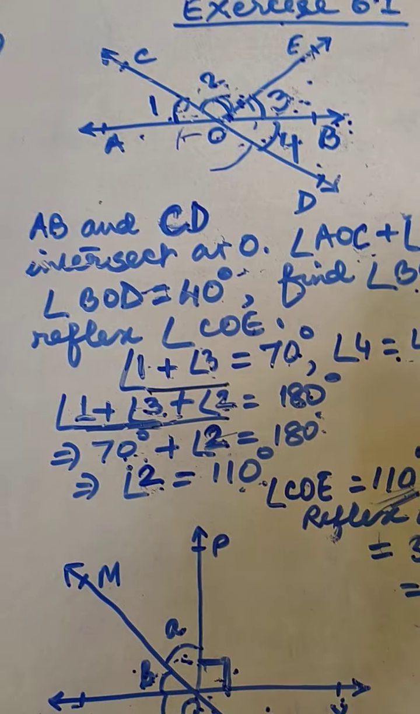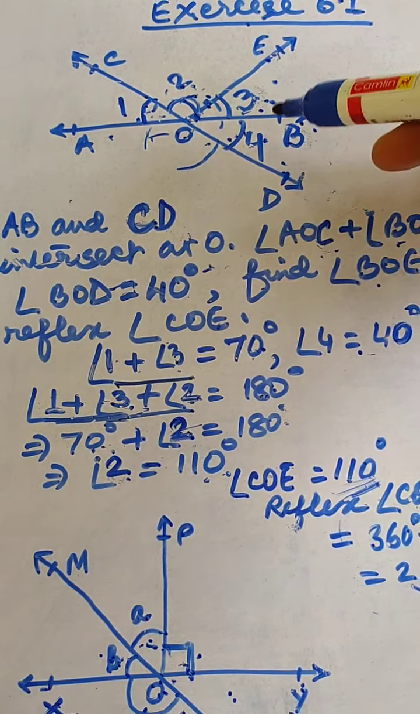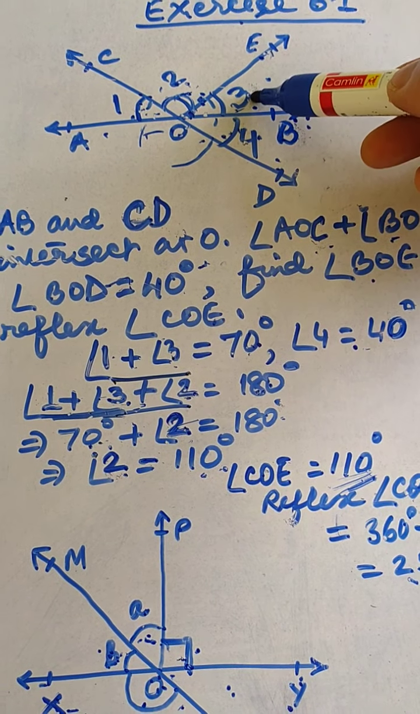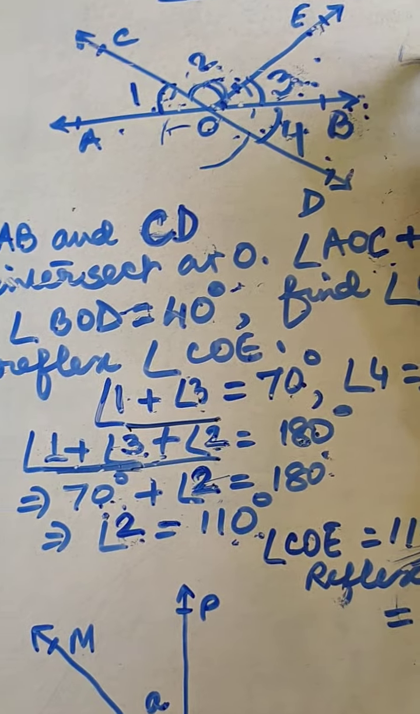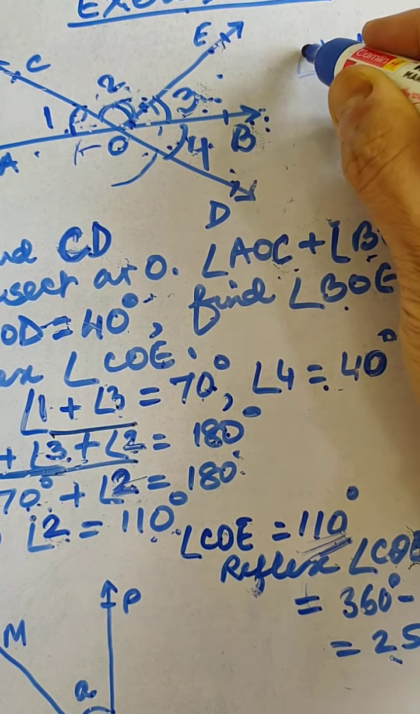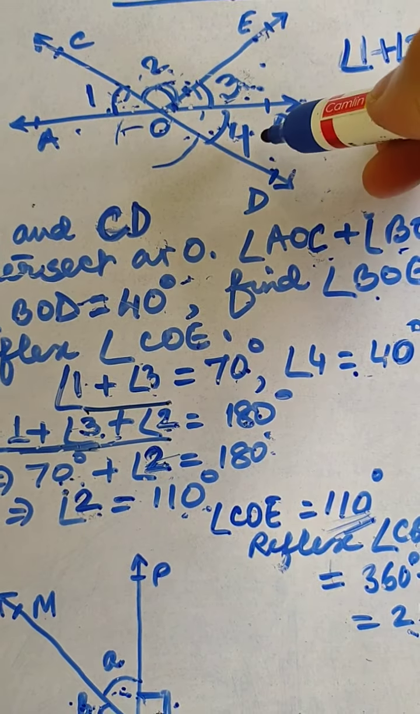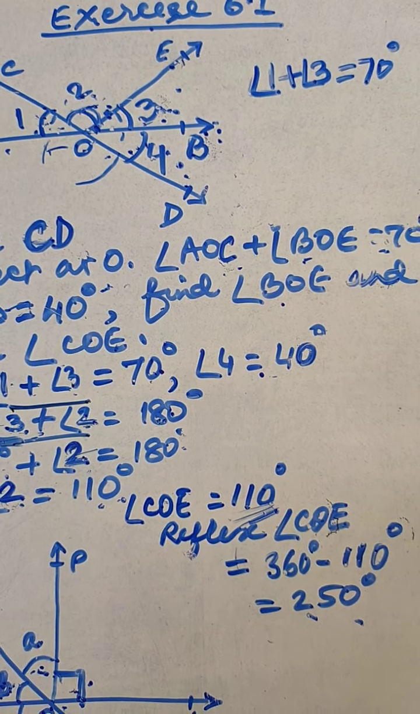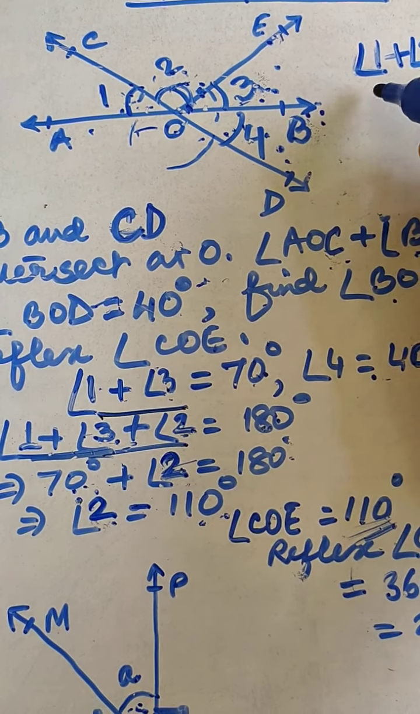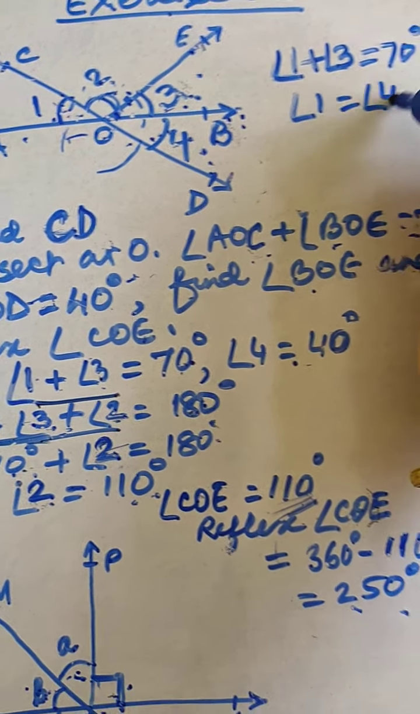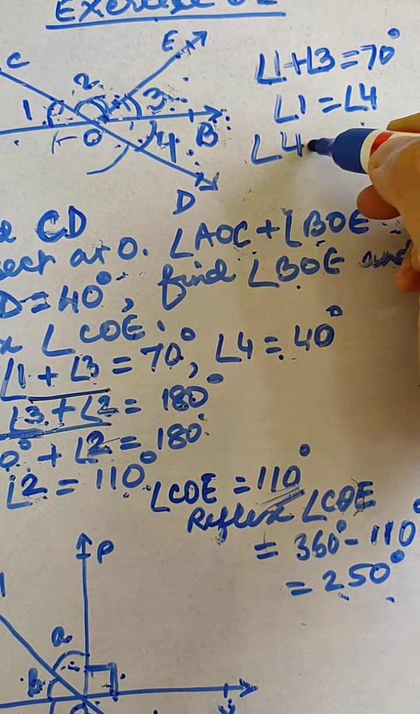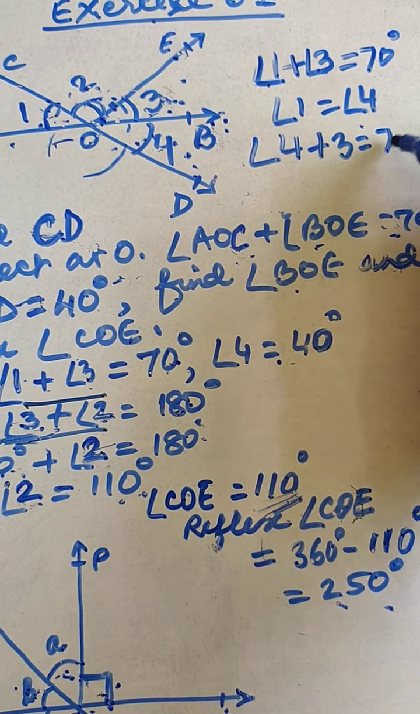Now next, let us see how to find out angle BOE. This is your BOE. Now here we have angle 1 plus angle 3 equal to 70 degree. Again we can see here angle 1 and angle 4 are vertically opposite angles. So can we say angle 1 equal to angle 4? Since they are vertically opposite angles, we can replace angle 1 by angle 4, that gives you angle 4 plus angle 3 equal to 70 degree.